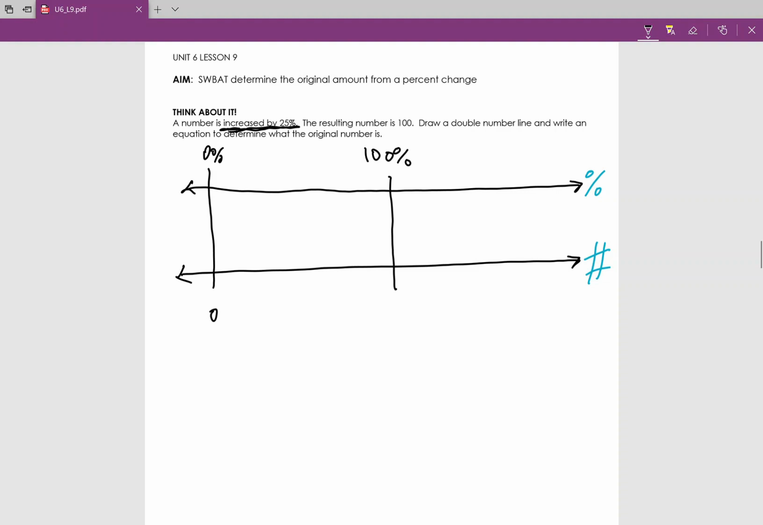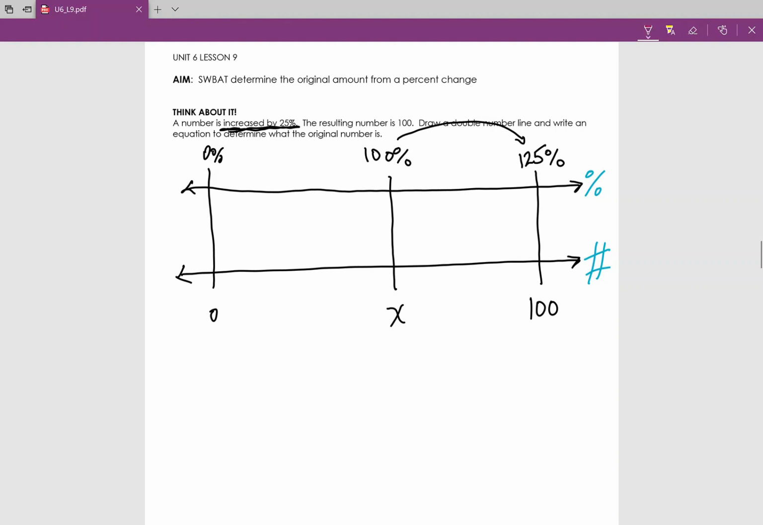And I'm going to label also that 25% increase. When 100% increases by 25%, we end up with 125%. Now it says after that increase, we end up with 100. So the increased value is 100. And we need to figure out what the original is, which would be represented by this 100%.